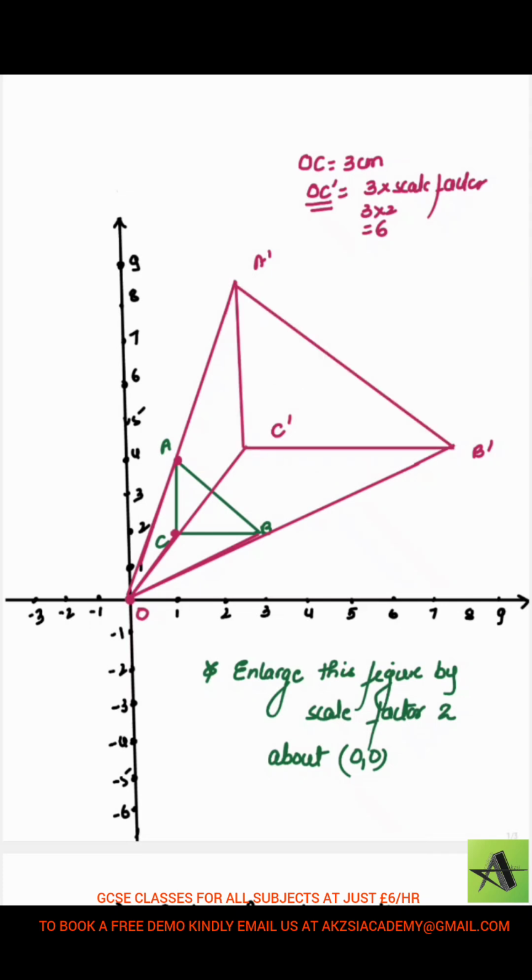So what you have to do is join the center of enlargement with each point one by one, and then measure their length and multiply that length with the scale factor to get the new length. Once you have got each and every point, join all of them together. This will give you the enlarged figure. Now let me do one question on reduction. Let's see.